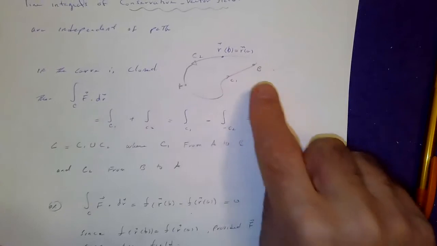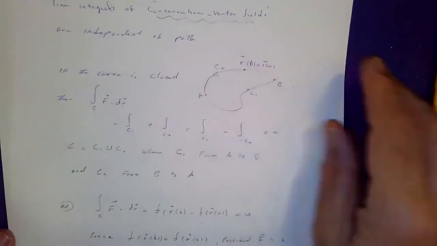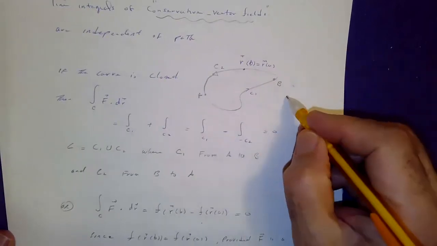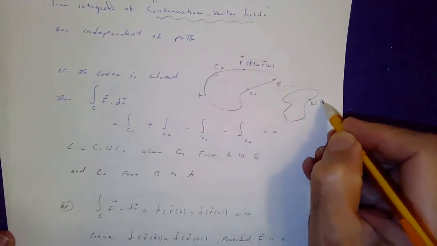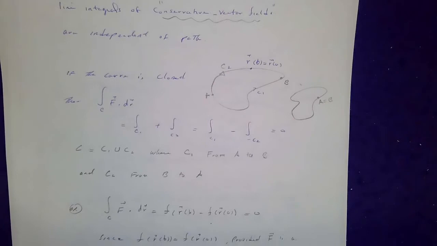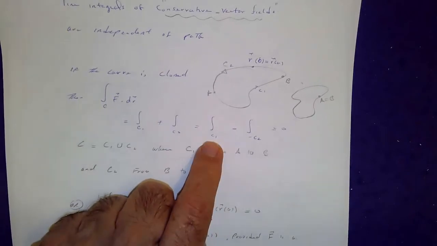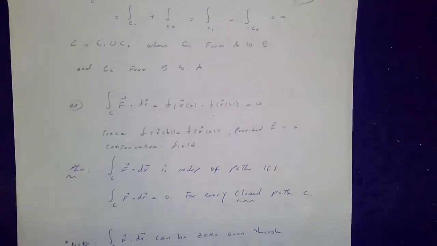In other words, if the curve is closed, that means the initial point coincides with the terminal point. Therefore, the difference is zero. So keep that in mind.